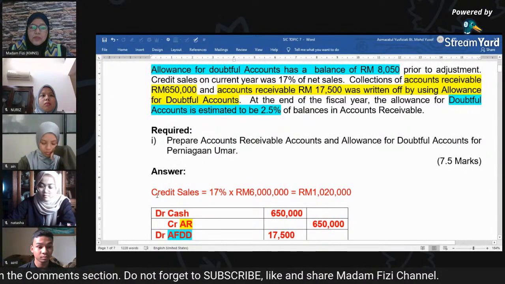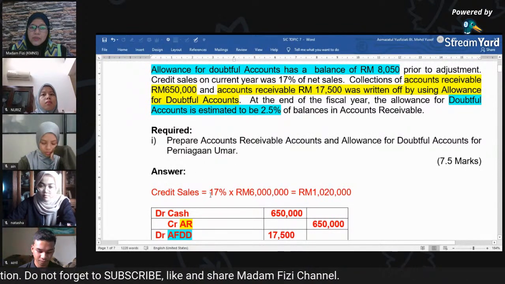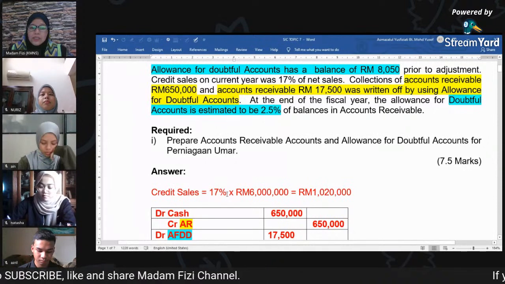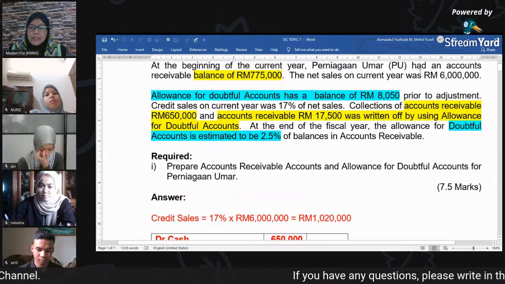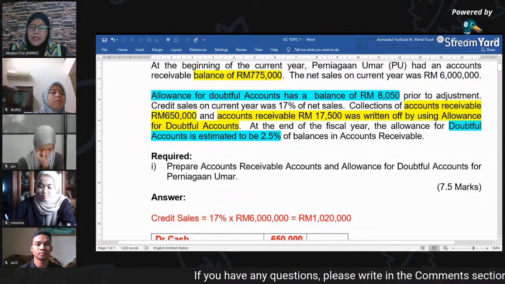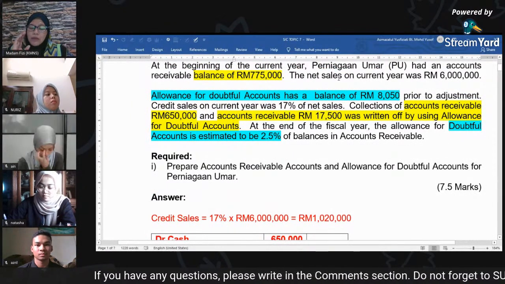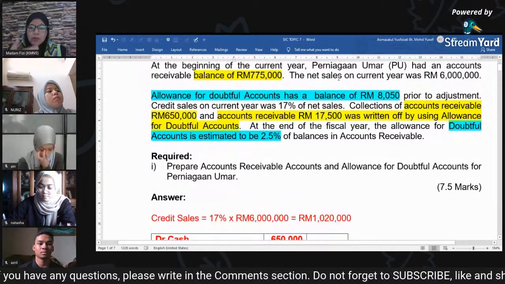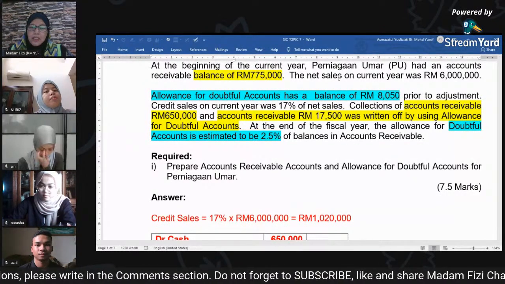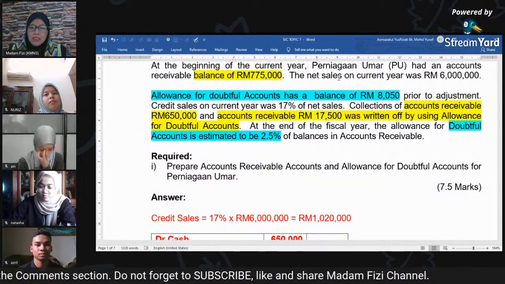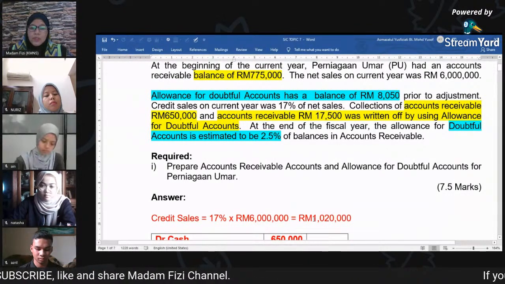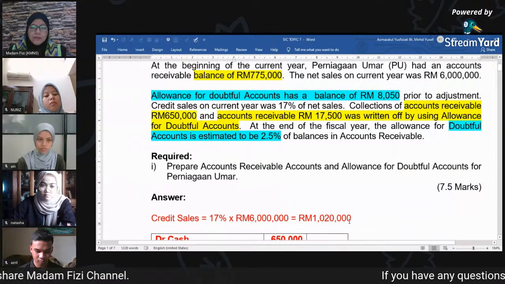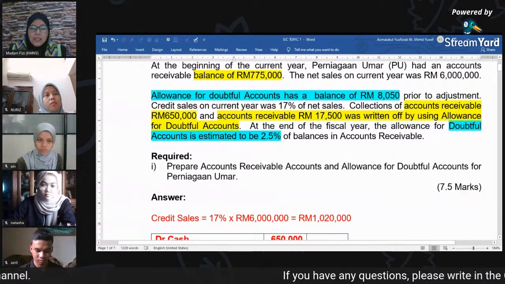Okay, so this one also you jot down the credit sales equals 17,000 multiply by 6 million. Sebab dekat sini dah cakap the net sales. Okay, so you don't have to minus any discount or sales return because it has mentioned the net sales. So the credit sales equals to 1,020,000. Okay, so baca lagi.